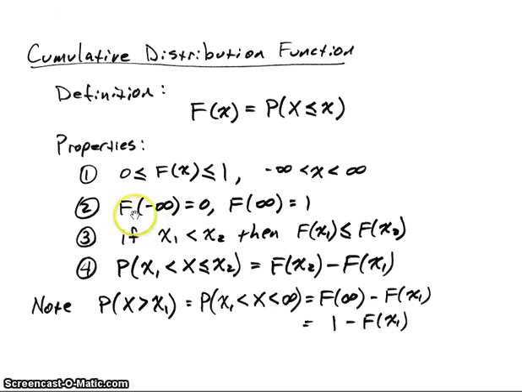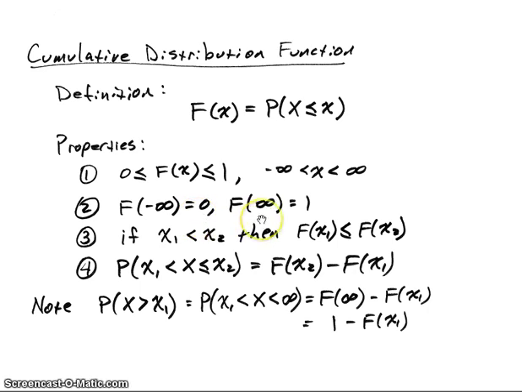Alright, so our function F of minus infinity, what would that be equal to? It'd be the probability that our random variable would be some number less than or equal to minus infinity. Well, obviously the way that we've defined minus infinity, that can't ever be possible. So therefore the probability of that occurring has to be equal to 0.